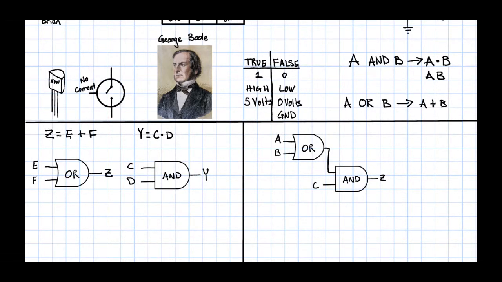When the output of one logic gate is connected to the input of another logic gate, we call that a logic network. For example, in this logic network, the output of the OR gate becomes one of the inputs to the AND gate. Algebraically, we would write this as Z equals (A or B) ANDed with C. Notice how we put the parentheses around the result of the OR gate in order to distinguish it as an input to the AND gate.